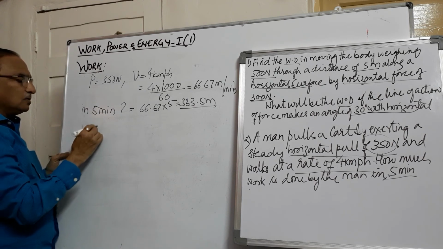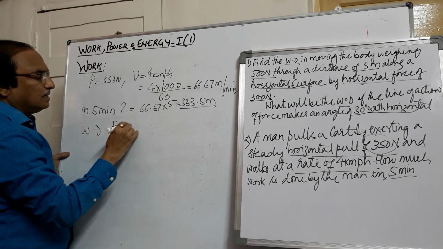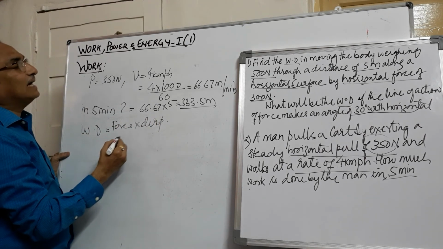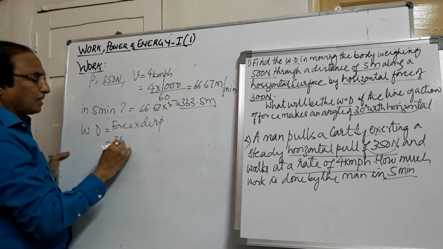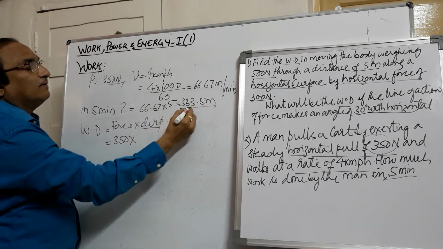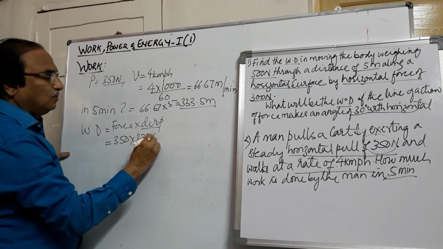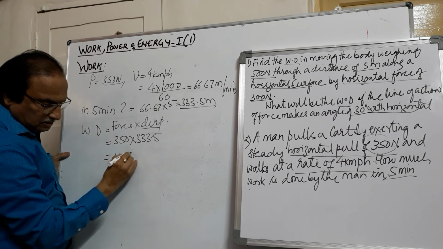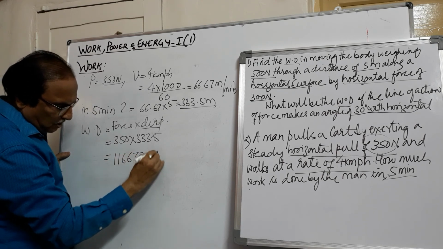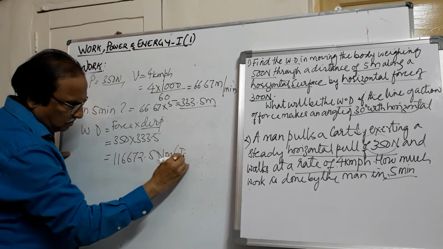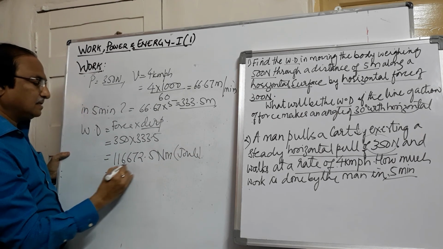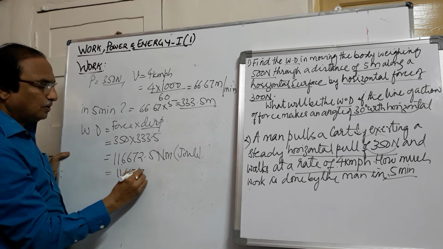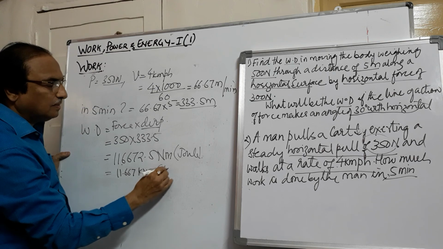We know work done is equal to force into displacement. Here force and displacement are in the same direction. So the force acting here is 350, and the distance he is traveling is 333.5 meters. So this will be equal to 116,672.5 Newton meter or joule. Or I can write this, if I divide it by 1000, as 116.67 kilo Newton meter, or this will be kilojoule.